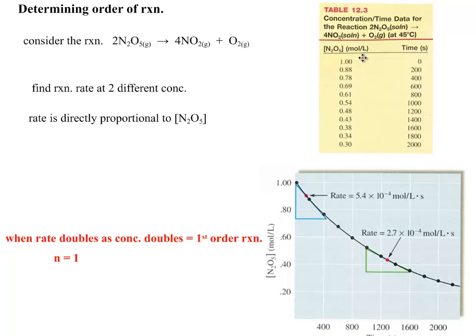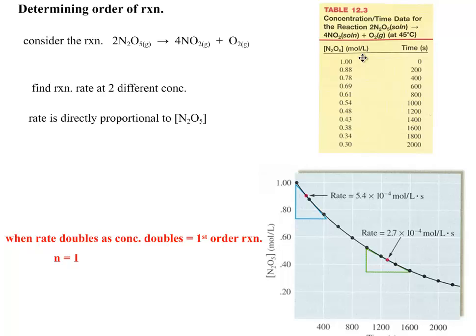When we looked at rate laws, we talked about the exponent in the rate law expression being an order of the reaction. So now we're going to take a look at how we determine the order of a reaction. First, we're going to look at a new reaction. We have two dinitrogen pentoxides reacting to form 4 nitrogen dioxides plus oxygen.